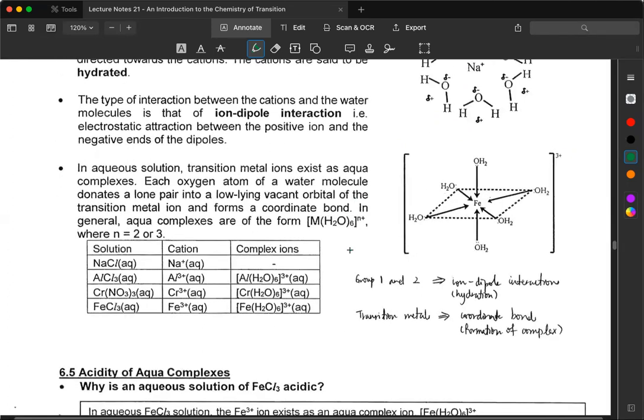In aqueous solution, the transition metal ion exists as aqua complexes. Each oxygen atom of the water molecule donates a lone pair to a low-lying vacant orbital of the transition metal ion to form a coordinate bond. Aqua complexes are in the form of M(H2O)6. So we have water as the ligand now. These are just some of the examples that they can test you. For group 1 and 2, they usually have hydration. For transition metals, coordinate bonds form complexes because of the low-lying vacant orbitals.